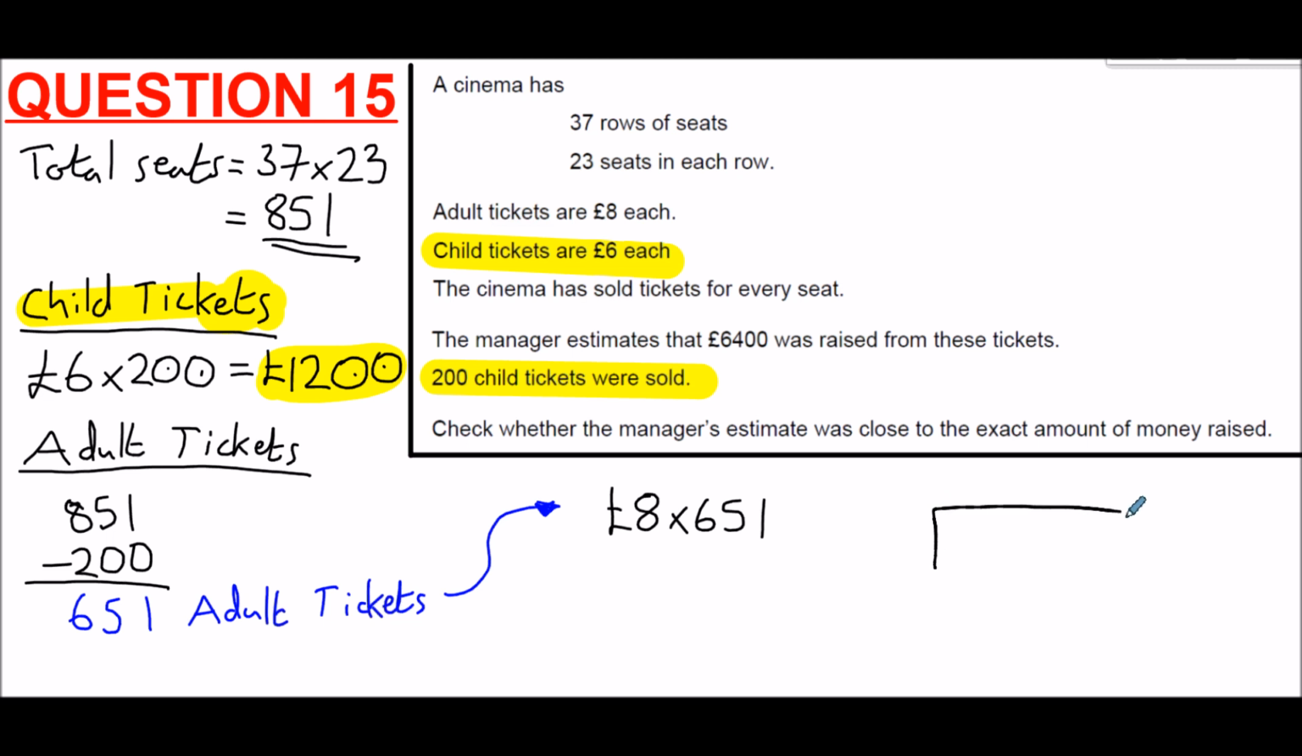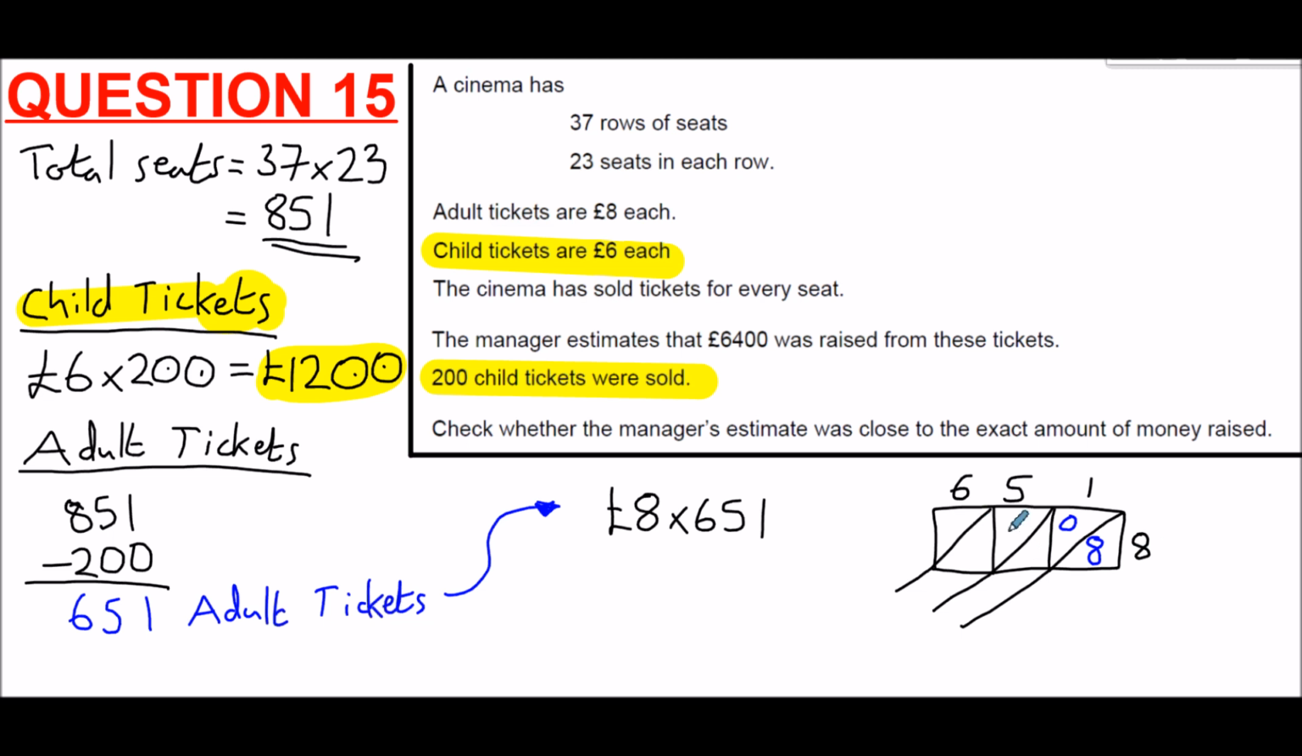So 651 is a 3-digit number, so we're going to have 3 boxes. We're multiplying it by 8, which is just a 1-digit number, so that's just 1 row. Split the boxes from corner to corner, as we always do when we're using the lattice method. Now we just multiply each 8 by what's above each box. So 8 times 1 is 8.